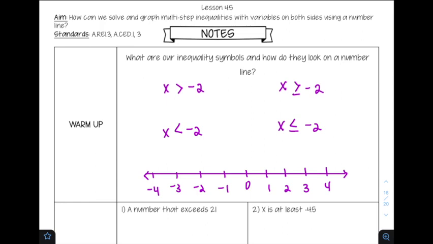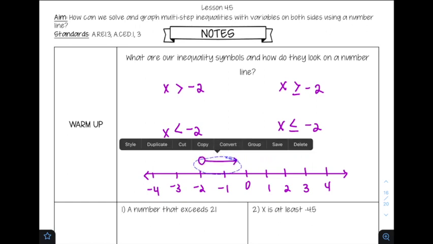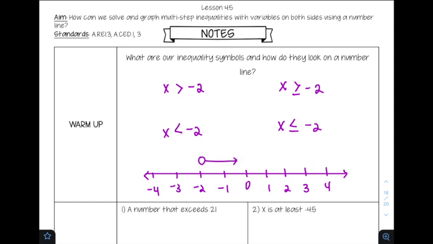This would use our open circle, and our direction would be to the right on the number line. So on our graph, we would have -2, and a greater value would be -1, and so on. That would be our graph for x is greater than -2: an open circle over -2 going to the right.